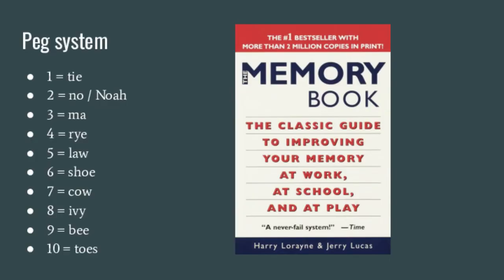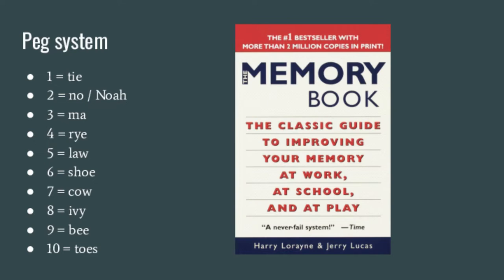Four is rye, which is a kind of bread. And so maybe instead of rye, you might find something else. Rye is kind of familiar to Americans and Europeans. Rye bread is kind of like a heavy grain bread. It has a very special taste. It works for us. It may not work for you. Five is law. And you think of like a police officer representing law. So a police officer for law.